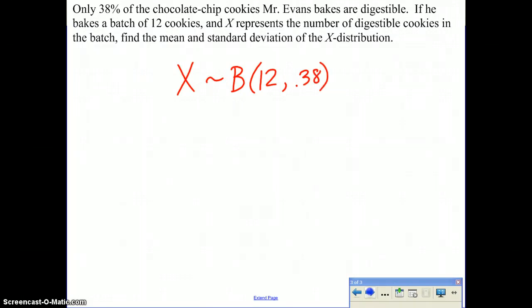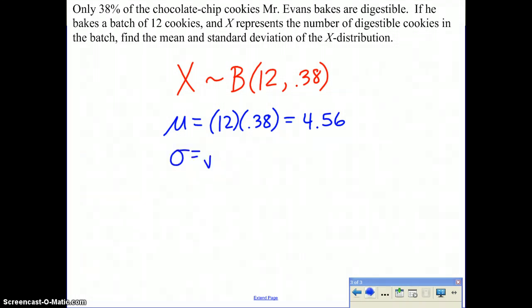All we're interested in is the mean and standard deviation. This is pretty straightforward. The mean, as we mentioned earlier, is just n times p. So in this case, 12 times 0.38, which is 4.56. In other words, you'd expect about 4.5 of my cookies to be digestible. And the standard deviation is the square root of n, 12, times p, 0.38, times q, which is just 1 minus 0.38, or 0.62. And that gives us a standard deviation of approximately 1.68.